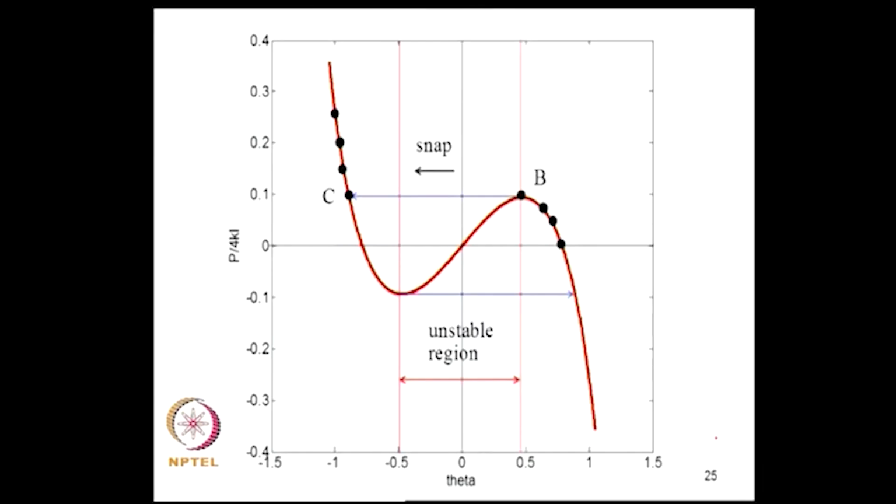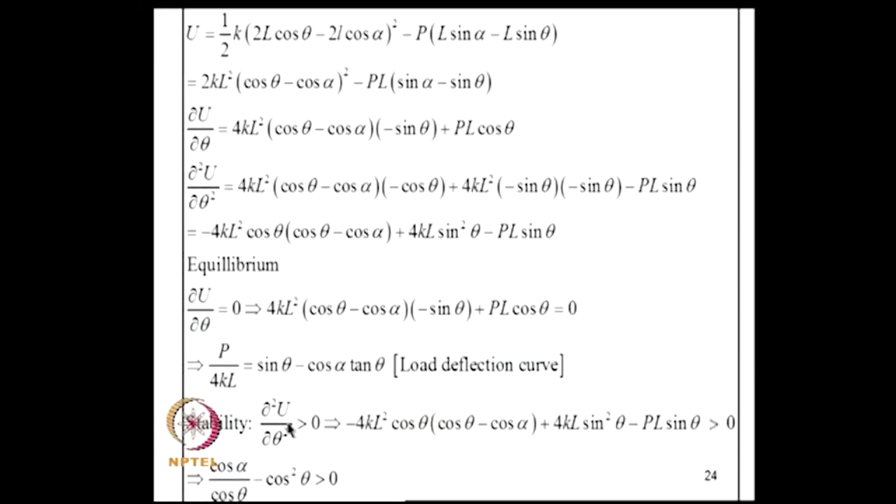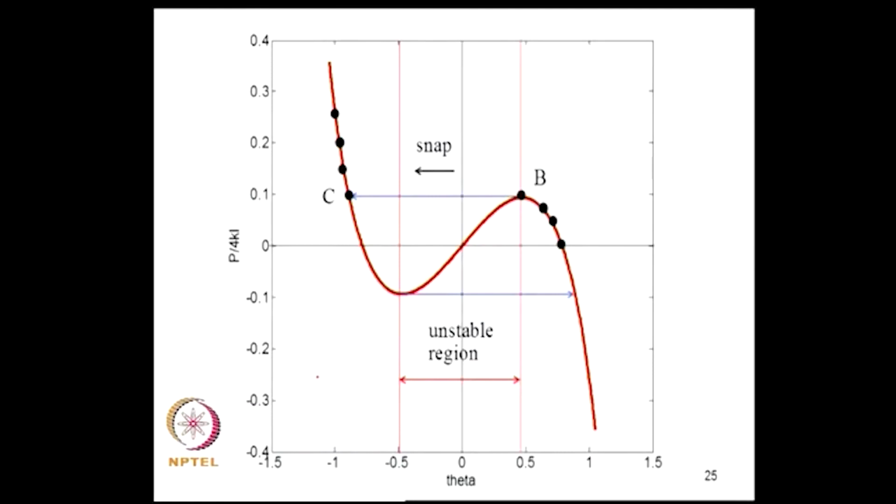Now, graphically this curve looks as follows. This line that you are seeing here is the load deflection path given by this curve. This curve is this red line. When load is 0, the y axis is the load, when load is 0 the deflection will be this theta, which is alpha. This value will be alpha.